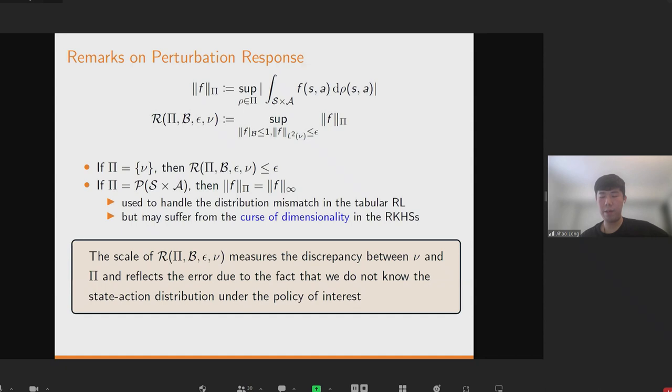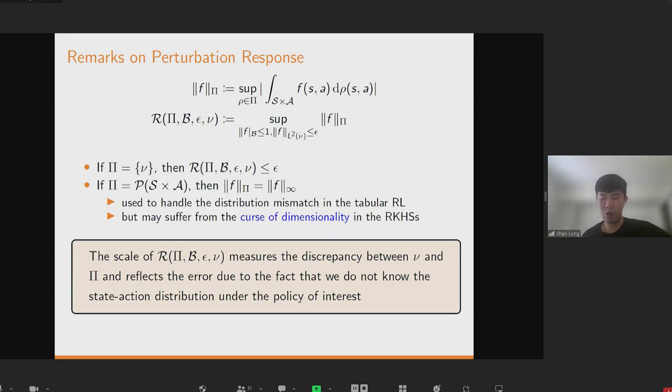We then give some examples of the perturbational complexity. First, if Pi only consists of the distribution nu, then the perturbational complexity can be bounded by epsilon. This means that without distribution mismatch, the perturbational complexity is very small. Second, if Pi consists of all distributions on S times A, then the Pi norm becomes the L infinity norm, which is used to handle the distribution mismatch phenomenon in tabular RL.